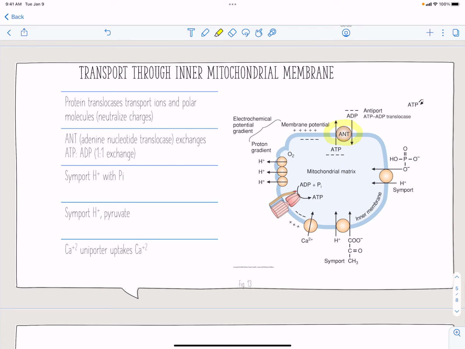We're also going to have a symport with hydrogen and phosphate. We're going to have a symport with hydrogen and pyruvate. And we're also going to have the ability for calcium to enter. So there's going to be a calcium transporter. Now, across the inner membrane, of course, we have the electron transport chain that will pump hydrogens out, and we'll have the ATP synthase embedded, which will generate ATP.